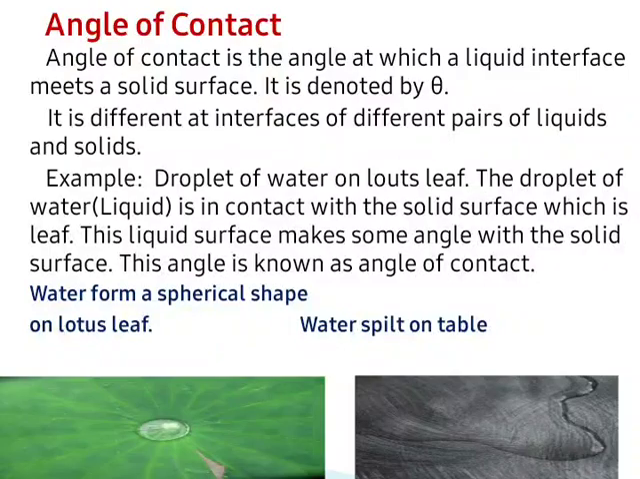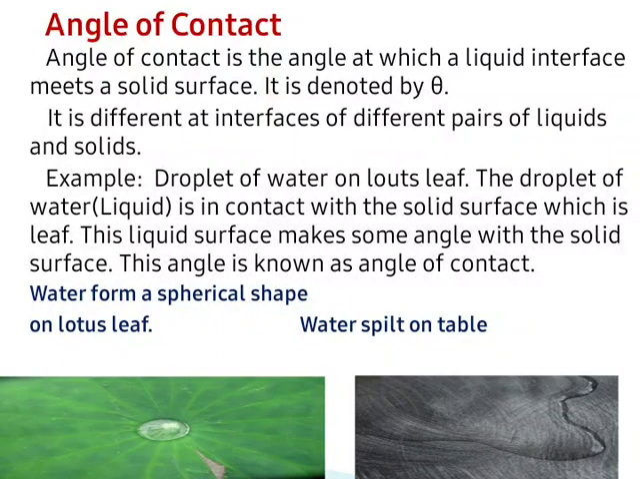Now you are going to study a new concept. It is angle of contact. Generally, the surface of a liquid near the plane of contact with another medium is curved. Angle of contact is the angle at which a liquid interface meets a solid surface. It is denoted by theta. It is different at interfaces of different pairs of liquids and solids.